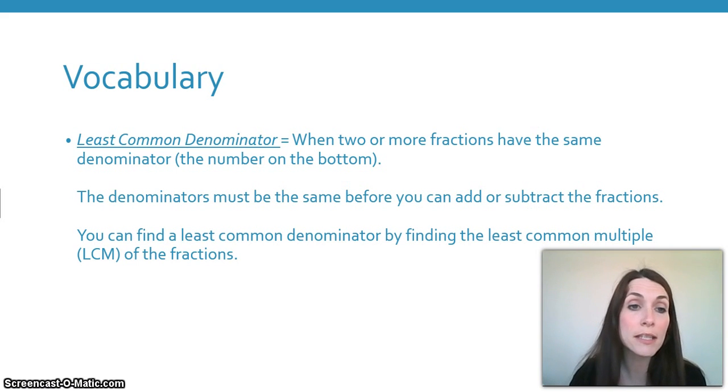Our vocabulary for this lesson will be least common denominator, when two or more fractions have the same denominator, which means the bottom number in a fraction. The denominators must be the same before you can add or subtract fractions. And you can find the least common denominator by finding the least common multiple of the fractions. So we're using what we did in lesson 9-5 of finding least common multiple, and now we're going to show you how you use that to find least common denominator.